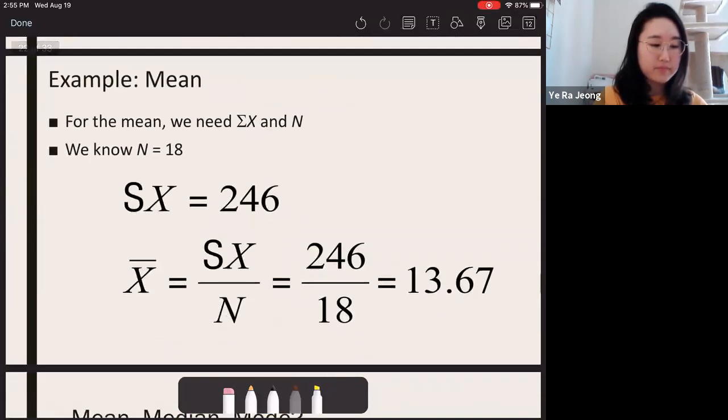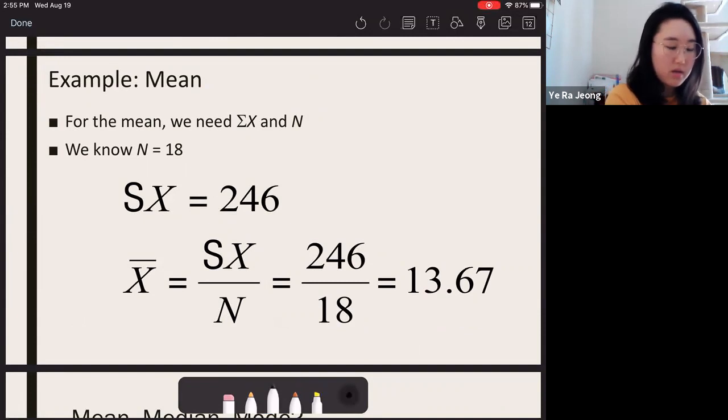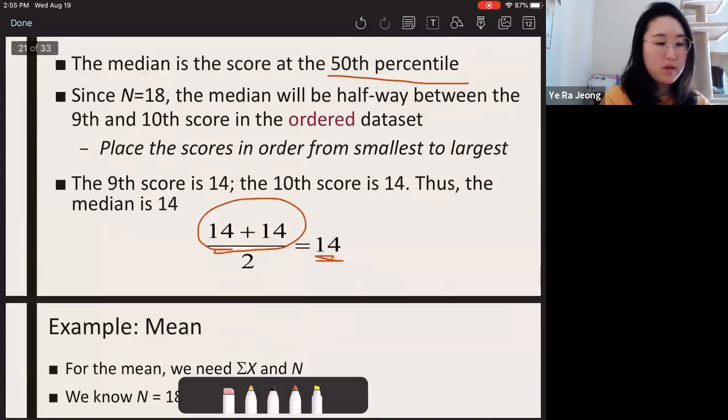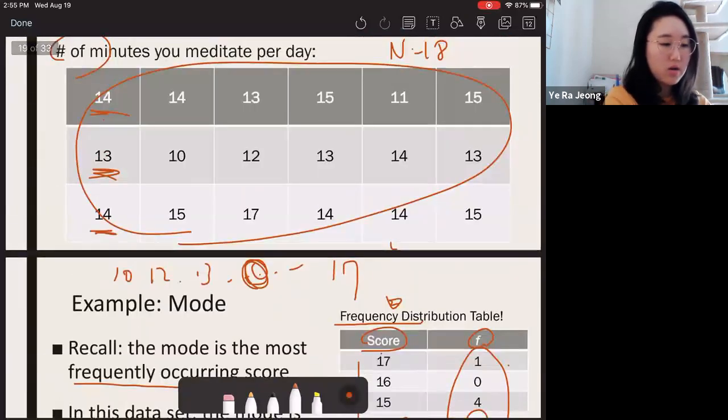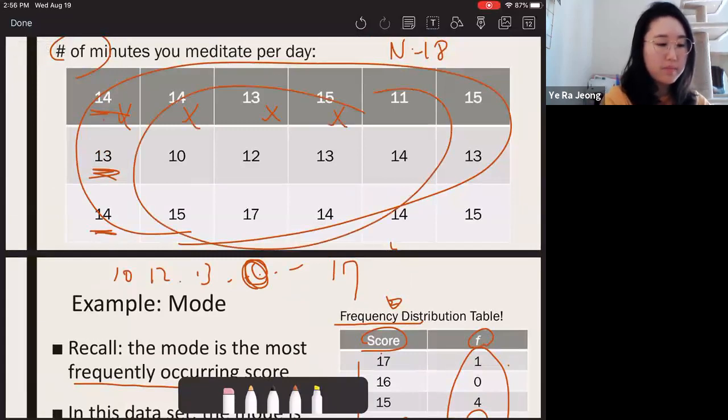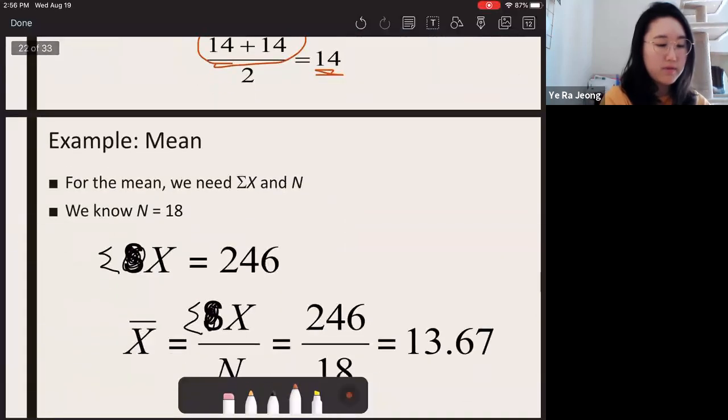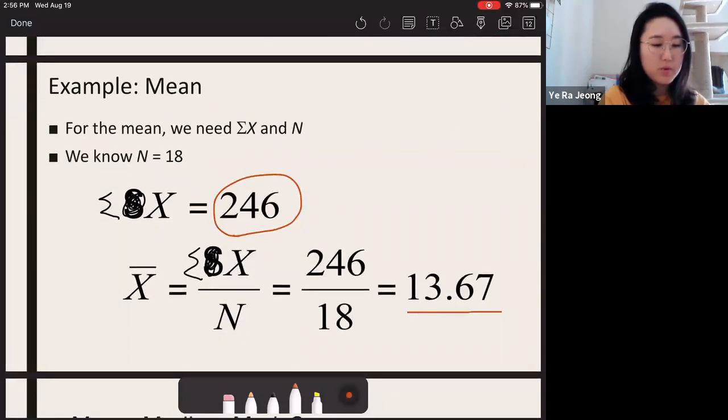And finally, we need to find the average, mean. Again, this is the sigma sign, and this is also the sigma sign. So remember, on the raw data, these are all your x's, and you add all of them up. That's your sum of x, 246, and there were 18 participants, so you divide that by 18, so your mean becomes 13.67.